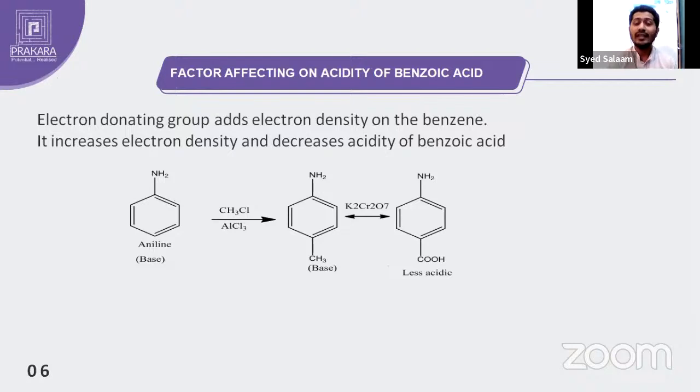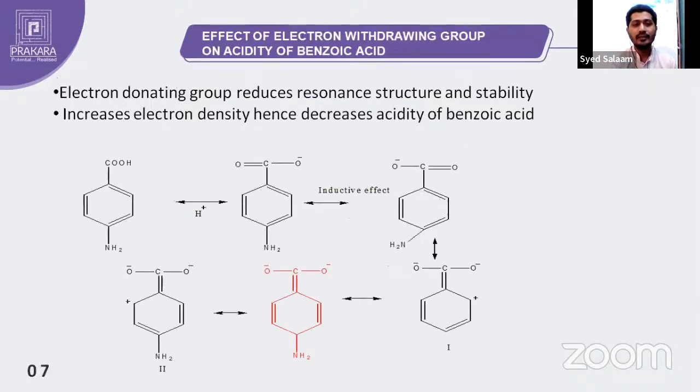So that is why acidity decreases if you add an electron donating group, because the proton won't leave the benzene ring easily. The carboxylate proton won't leave the benzene ring easily because its density has been increased. The proton gets attached to it. So an electron donating group reduces the resonance structures. It won't give many resonance structures, due to which the acidity of benzoic acid decreases.